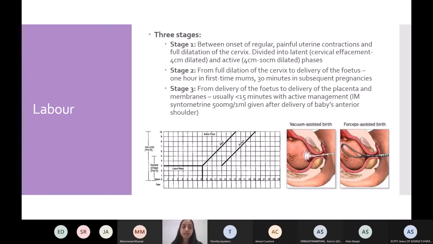And then stage 3 is basically the delivery of the placenta. So you can do that as physiological, or you can do it as active management. So physiological is when you just let things happen naturally, and active is when you give an IM injection of syntometrine to help the uterus clamp down and contract. And that would be discussed before labour, because you need to look at people's risks of postpartum hemorrhage.